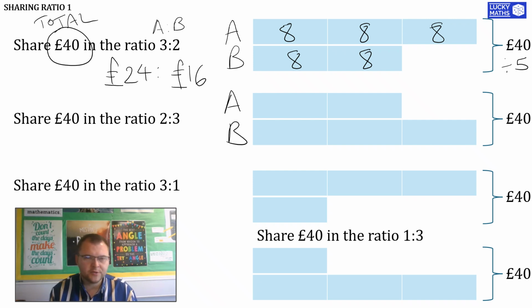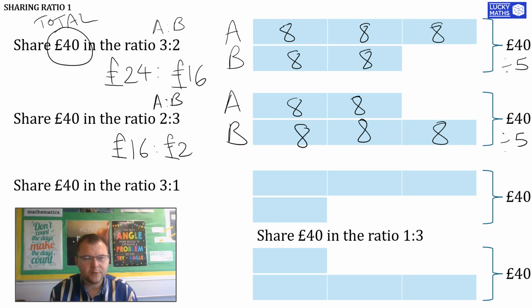Example 2 is basically the other way around. There are still 5 boxes here, but I'm trying to show that the order of the ratio, the 2 at the start, 2 to 3, makes a difference, because this time, as we can see, B gets more than A, or the split is 16 to 24 as opposed to £24 to 16.